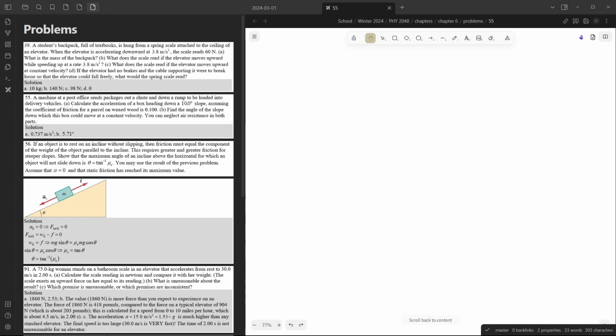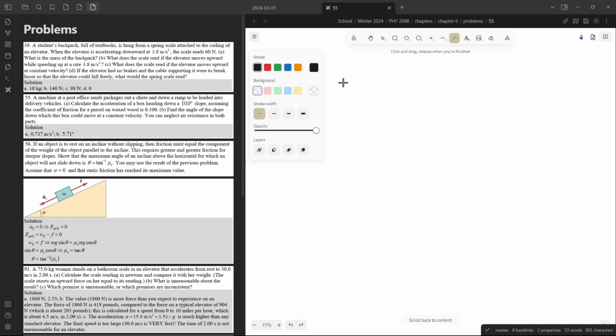Alright guys, we're doing problem 55 of chapter 6. This one involves inclines, so let's just read the problem. A machine at a post office sends packages out a chute and down a ramp to be loaded into delivery vehicles. A. Calculate the acceleration of a box heading down a 10 degree slope, assuming the coefficient of friction for a parcel of unwaxed wood is 0.1. So that's part A.